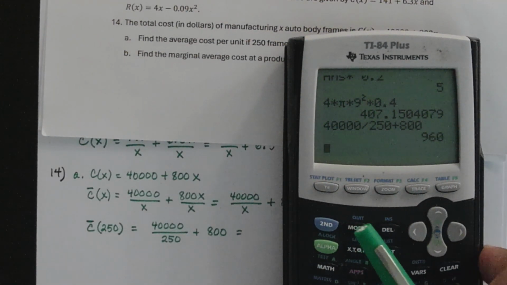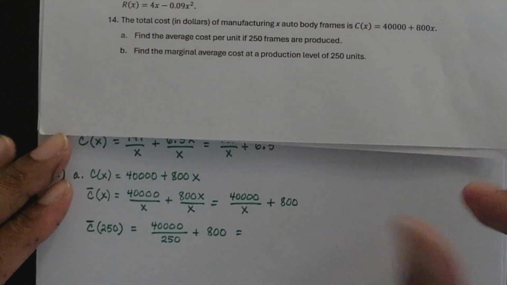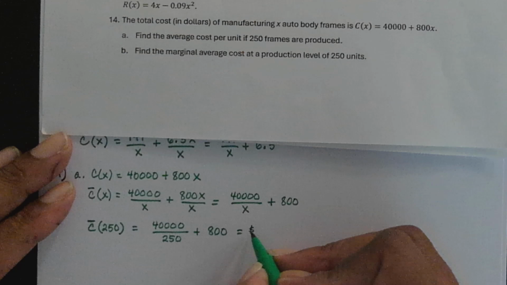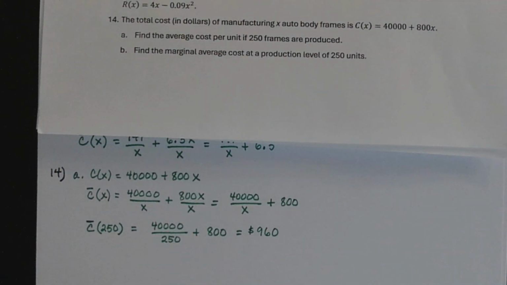Then you should get 960. So that means that the average cost per unit if 250 frames are produced would be $960. And that's part A.